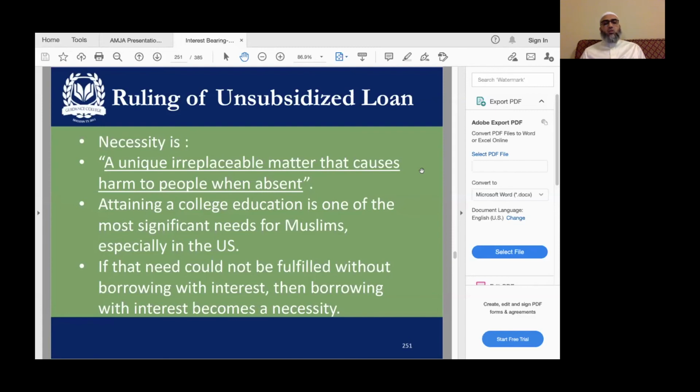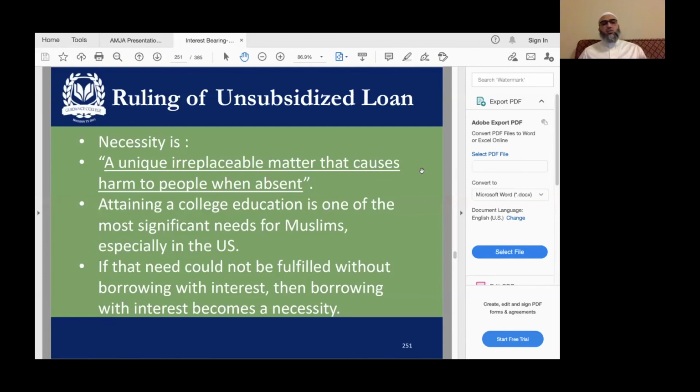based on the darura, or the definition of darura. Darura means necessity. Higher education is not a necessity. It is a legitimate need. However, that legitimate need cannot be fulfilled or achieved without borrowing money with interest. So based on this justification, borrowing money with interest becomes a darura.